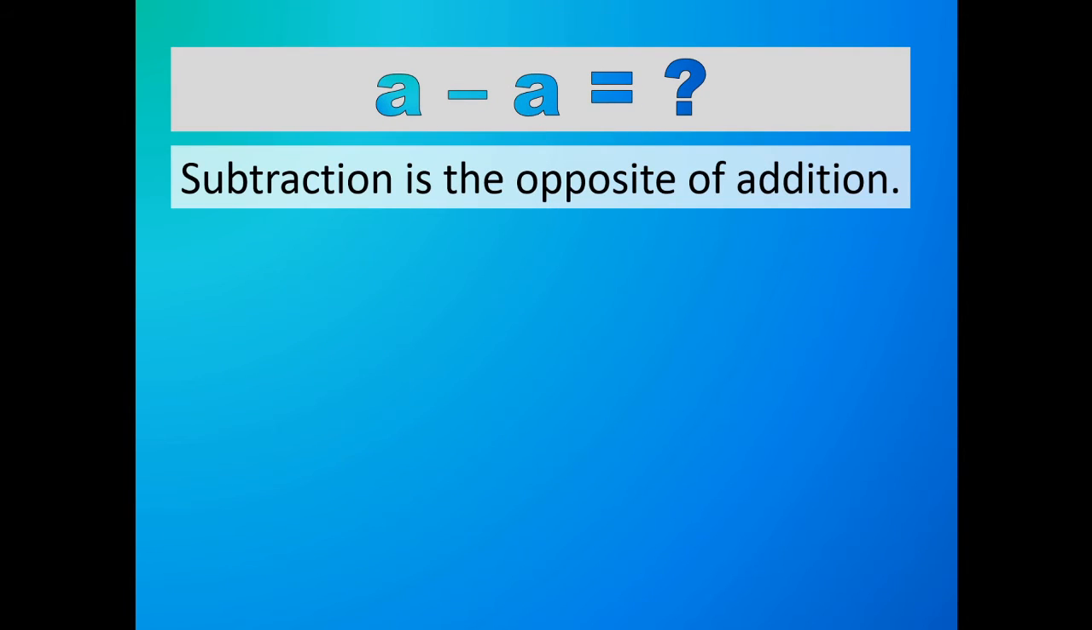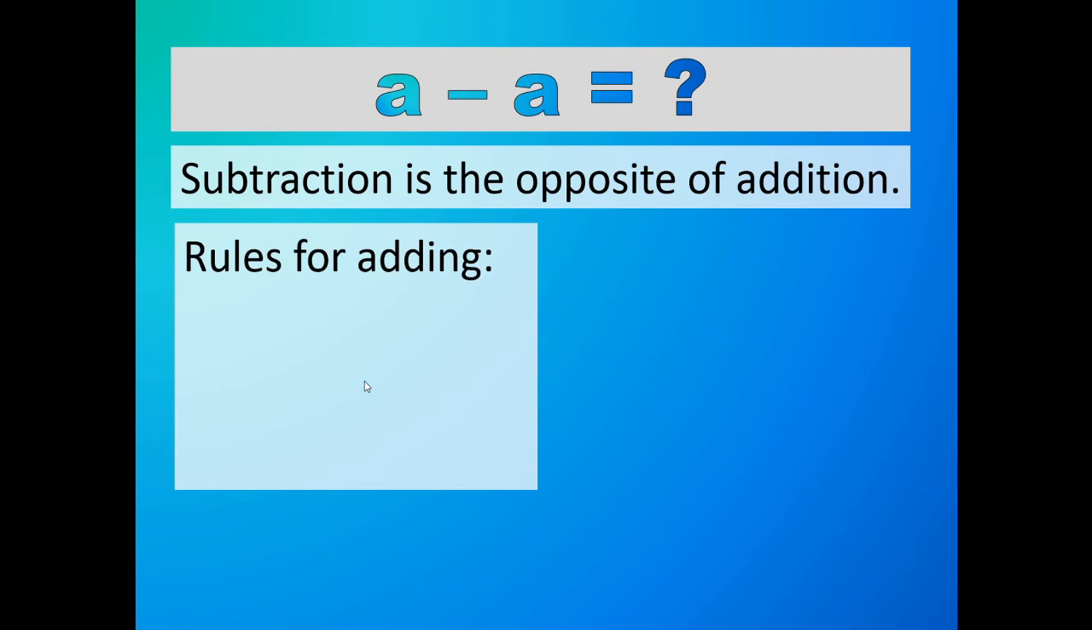Let's again use this fact that subtraction is the opposite of addition. Here are the rules for adding. For addition, any number plus a positive number is greater than the original number. For example, if we get 5 marbles and we add 3 marbles to it, we end up with more marbles than we started out with. We end up with 8 marbles instead of 5 marbles because we added to the pile.